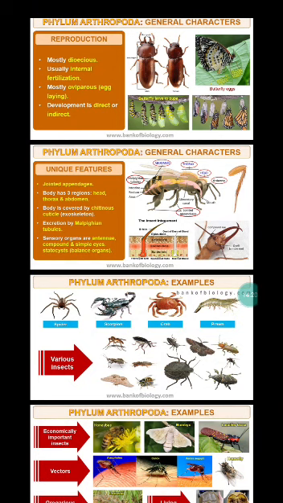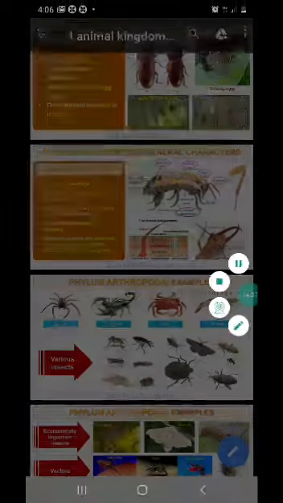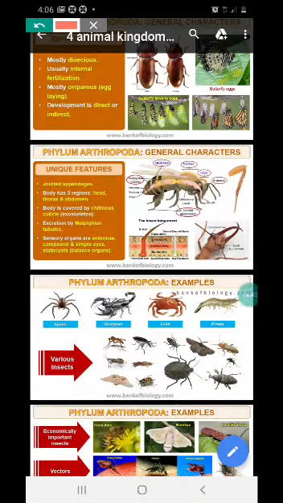And the body is covered by a very thick covering called chitin, or in the case of crabs and shrimps, it is called a calcareous covering. The head contains sensory organs like antennae, two big antennae, compound eyes, and balancing organs called statocysts. Statocysts, which are the balancing organs, are present on the head region.